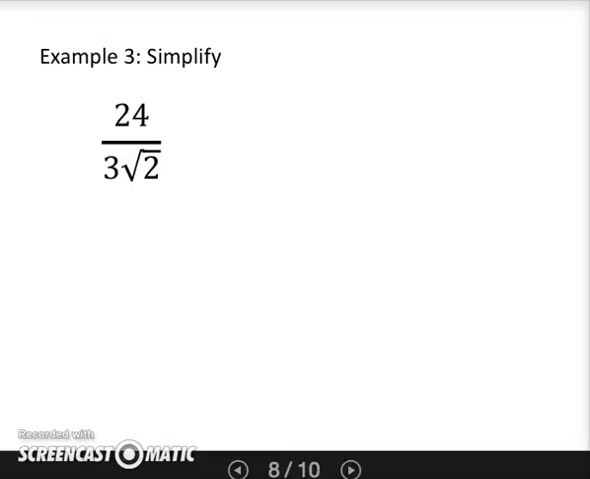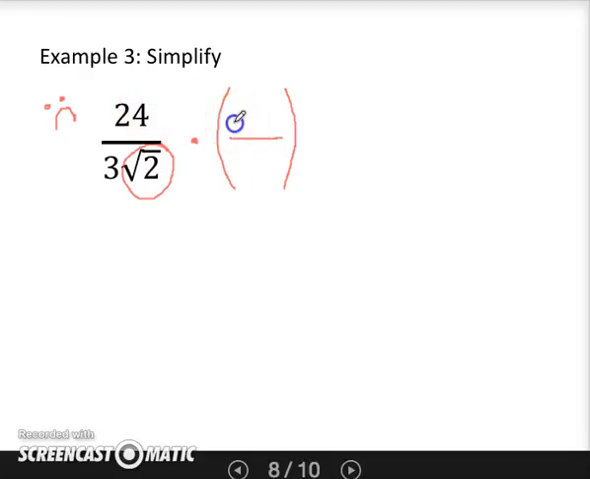Let's do one more example. We're asked to simplify this expression, and the bad thing about this is that we have a radical in the denominator. So remember our trick for simplifying an expression that has a radical in the denominator. We can multiply any number we want by 1, and that number is not going to change, but the form of it is going to change.